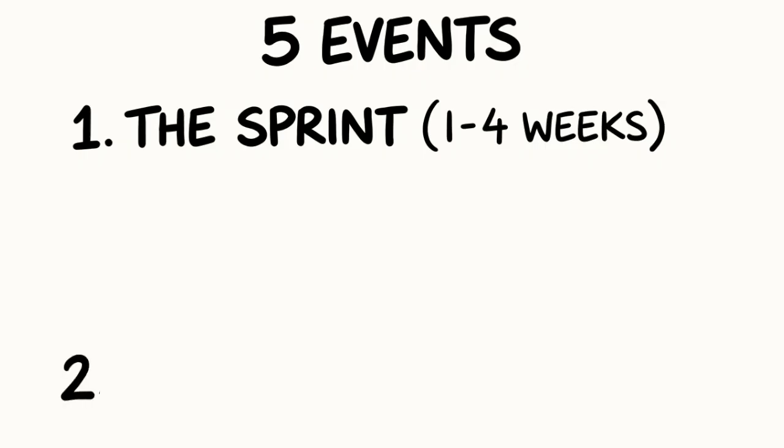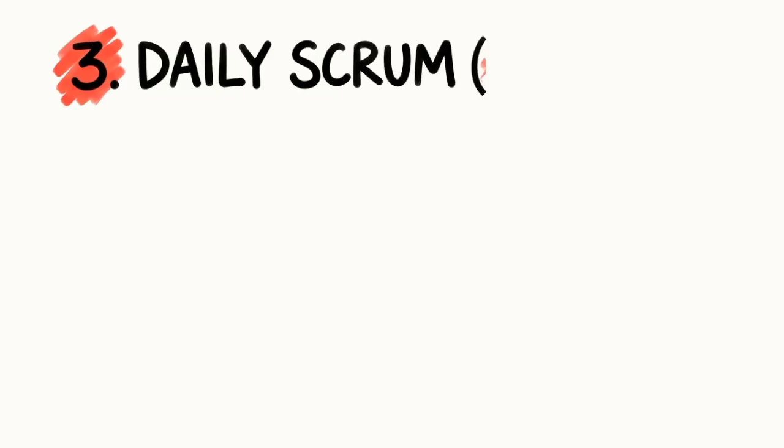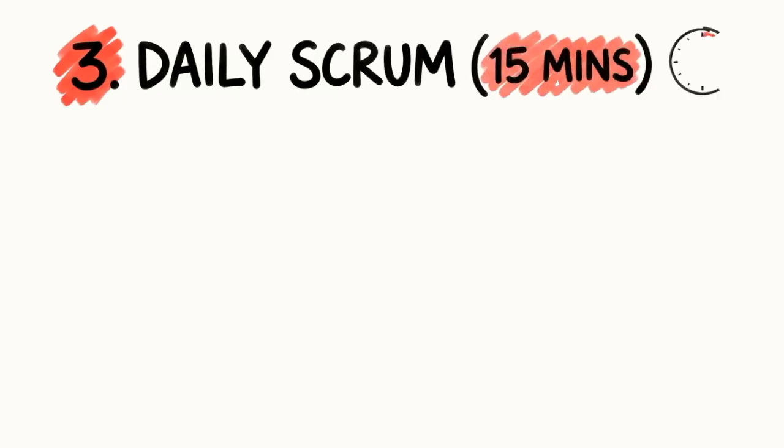At the start of the sprint, there is a sprint planning. In this event, the team decides what they'll deliver and how they'll do it, and they agree on a clear sprint goal. During the sprint, developers meet every day for the daily scrum. This is a short 15-minute meeting to check progress, plan the next 24 hours, and highlight obstacles.